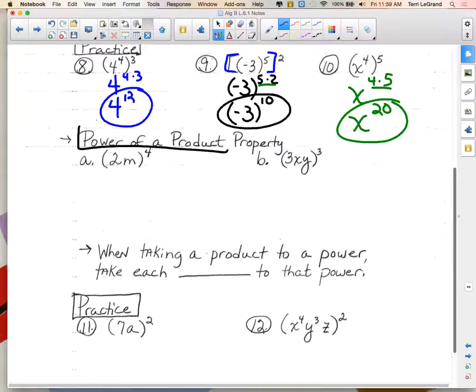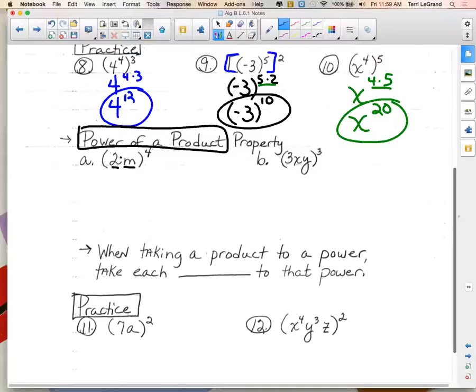Power of a product. Oh, now notice this didn't say product of powers. It says a power of a product. So in other words, there's a multiplication problem going on that's being taken to a power. That's really what that is saying. Power of a product. There's a multiplication problem going on. That's the product. It's being taken to a power. Here's our multiplication in A, 2m. So 2 times m, there's our product. It's being taken to a power.